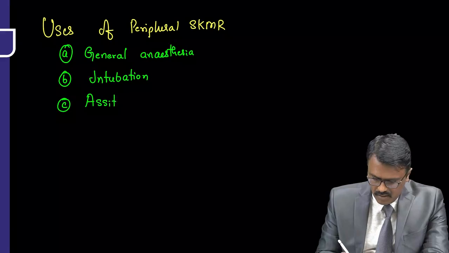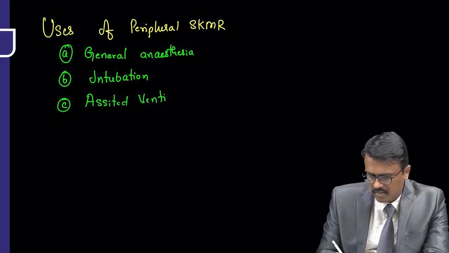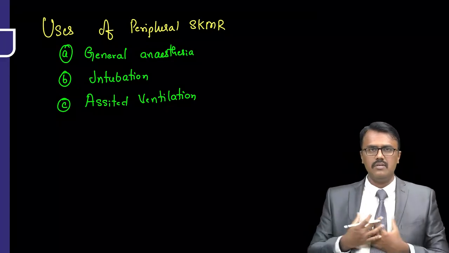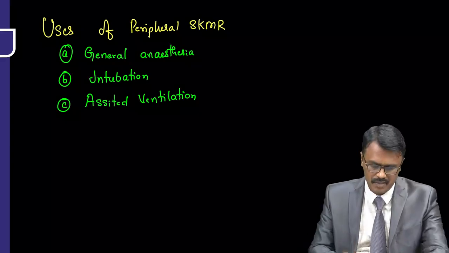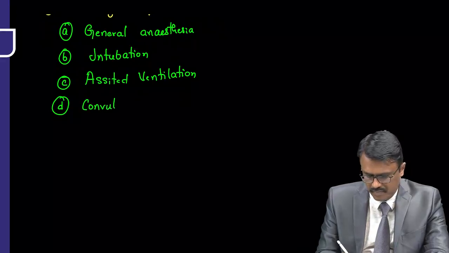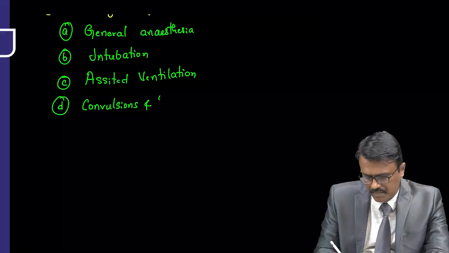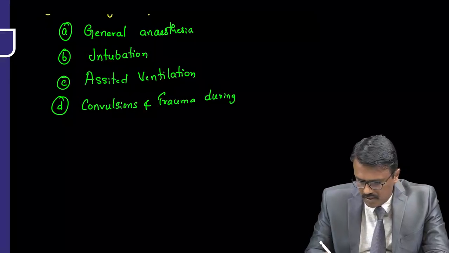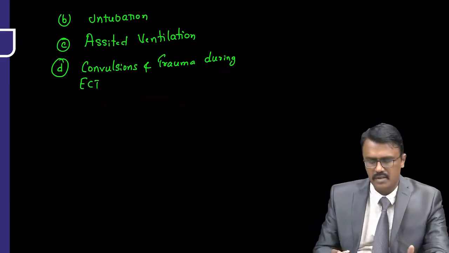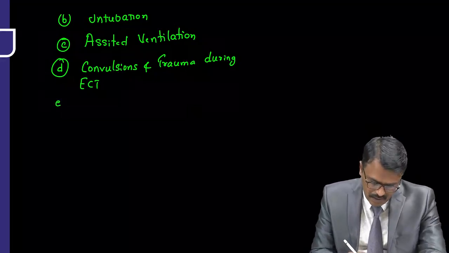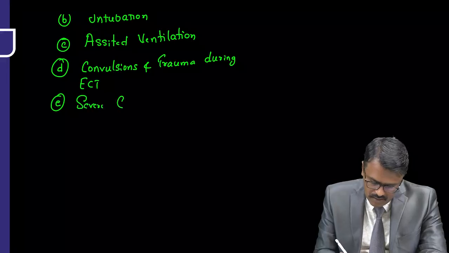So if you are putting the patient on ventilator, the muscles of respiration should be relaxed. Suppose the patient is on ventilator, if these muscles are not relaxed, he will have resistance. So it has to be relaxed. And it is also used in the convulsions and trauma due to ECT. ECT stands for electroconvulsive therapy. So when we give it, there is a chance that patient may have convulsion and trauma during shock therapy when you give a shock.